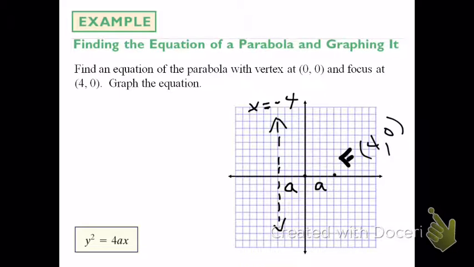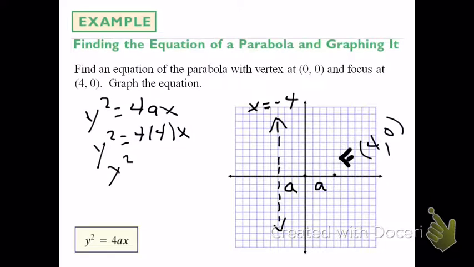So what would our equation look like then? If a is equal to 4, well, we have y squared is equal to 4ax, as we said. That's the basic format, or the standard format here in the vertex form. And then we're going to put in our a, which is 4. And so y squared then equals 16x is the equation of our parabola.